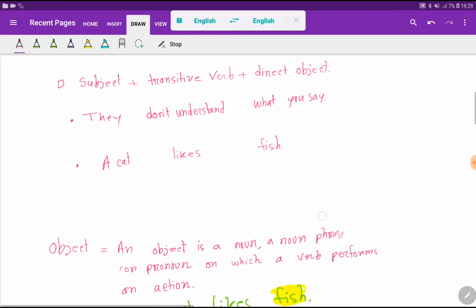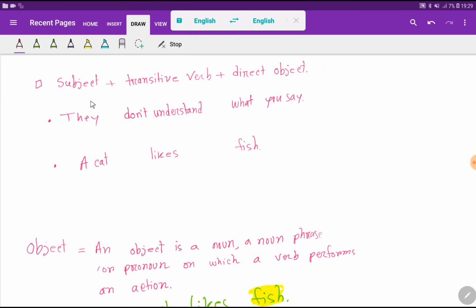Look, our subject, transitive verb means a verb that can take an object after it without the help of a preposition. Then the direct object. Direct object means it is affected by the verb directly, right? Okay, indirect object means the receiver of the direct object.